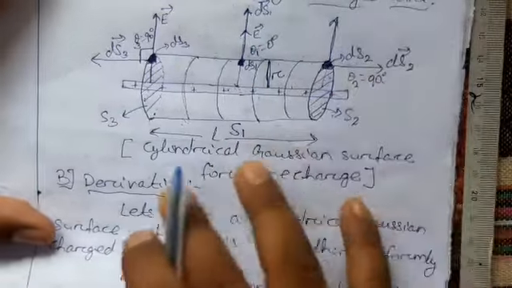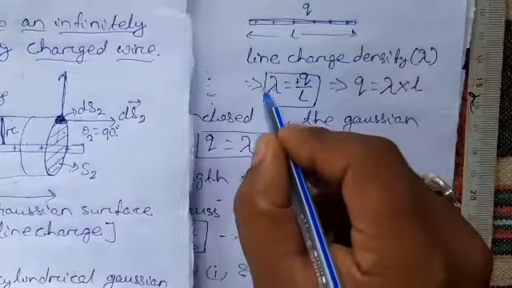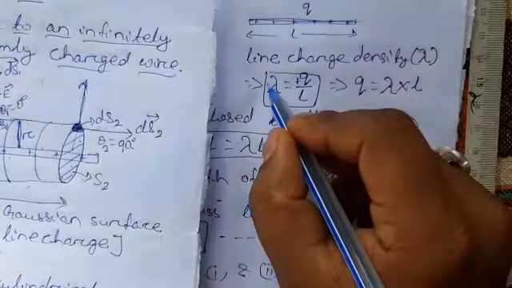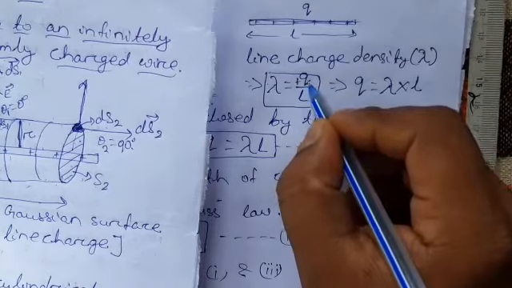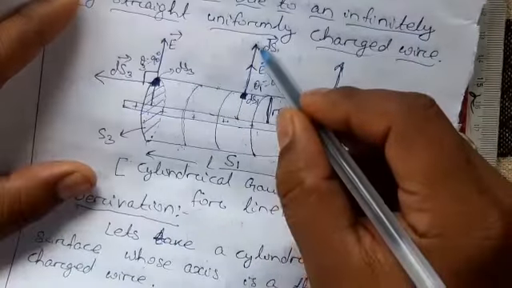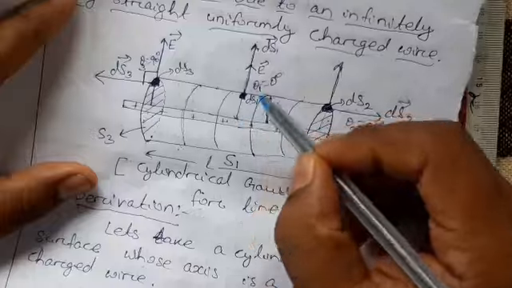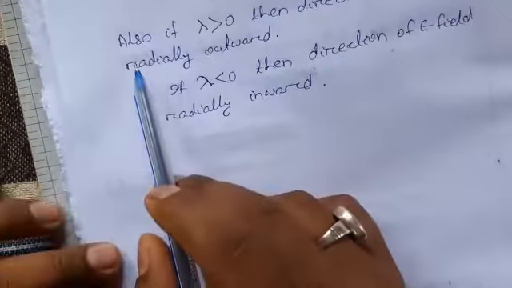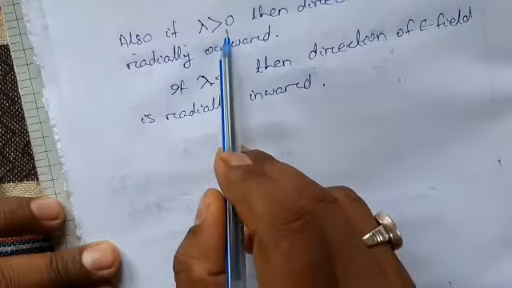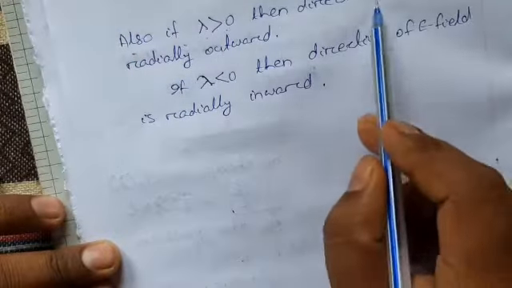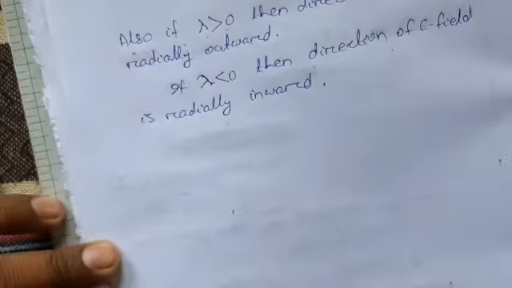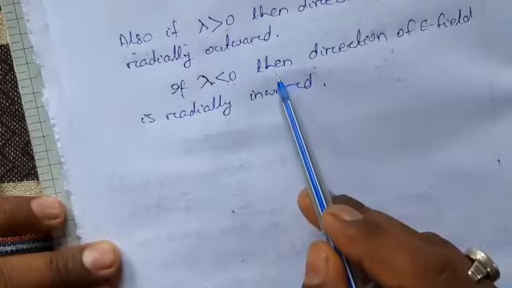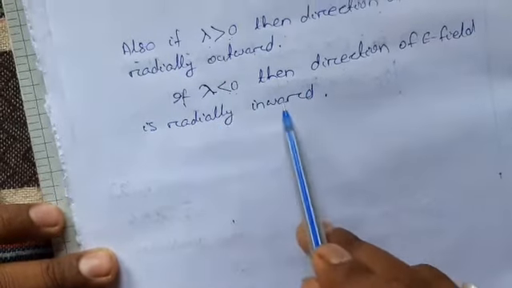In that case, Q will be negative, then lambda will be negative. If lambda is negative, it means Q is negative, the charge is negative. In that case the electric lines of force are radially inward. That thing we will write. So here I have written, if lambda is greater than 0, Q is positive, then the direction of electric field is radially outward, and if lambda is less than 0, Q is negative, then the direction of electric field is radially inward.